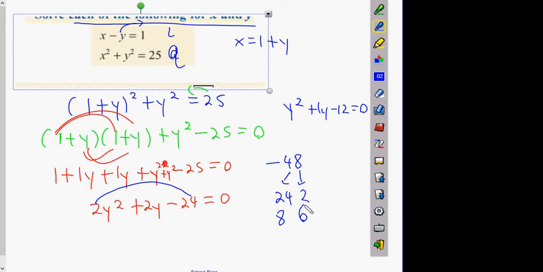Lads, what do you break the middle number into? The 2y squared plus 8y minus 6y minus 24 equals 0. Okay guys, factorize. What do you take out of the first two? 2y into, 2y bracket y plus 4.